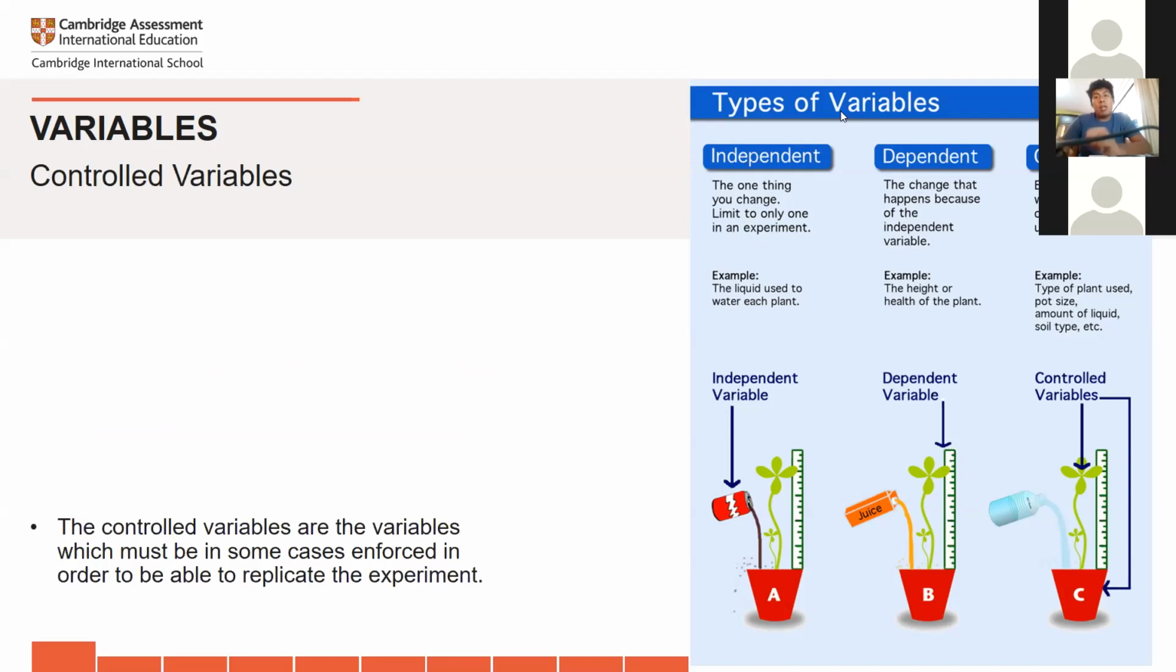We have one last variable right here, which is the control variables. Are the variables which must be in some cases enforced in order to be able to replicate the experiment. For example, the type of plant in this example of the plant, the type of plant or the pot or the soil, everything which is going to allow us to replicate the experiment.